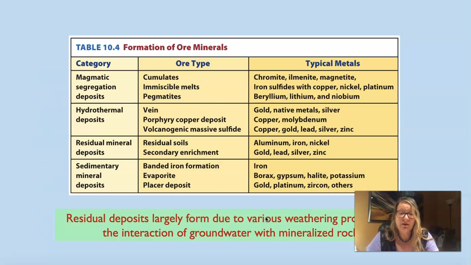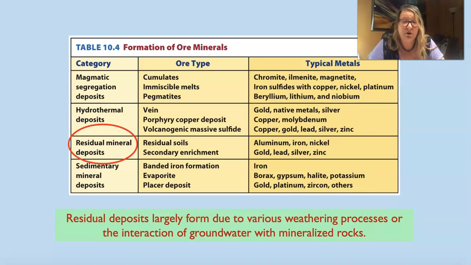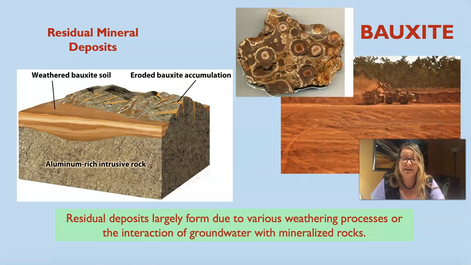Two processes related to weathering are shown here. There is a residual mineral deposit, and this is basically related to chemical weathering processes that have broken down rock and redeposited the material somewhere else. An example of this is the formation of the mineral bauxite, which we looked at in lab. So we have aluminum-rich intrusive rocks at the surface, and they're chemically weathered, and it forms a residual soil that is very rich in aluminum. And so we get our bauxite ore, and here is an example of what it really looks like. This is the cartoon, but we get this soil that's very rich in aluminum.